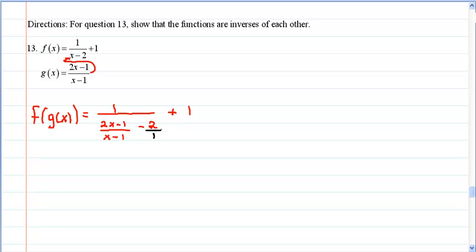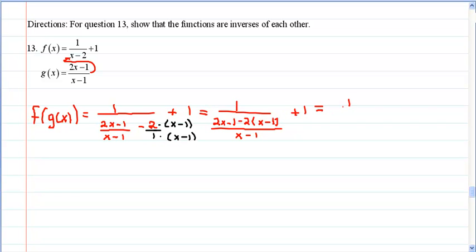So I'm going to put this over 1 and multiply by the common denominator of x minus 1, and I have 1 over (2x minus 1 minus 2 times (x minus 1)) over (x minus 1), and then I have this plus 1 on the side, which is 1 over (2x minus 1 minus 2x plus 2) over (x minus 1) plus 1.